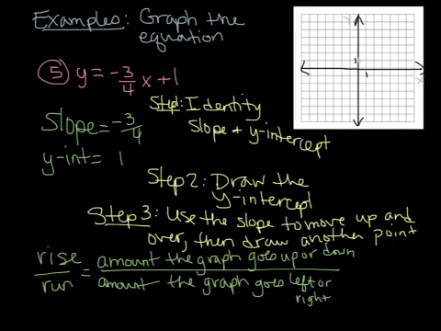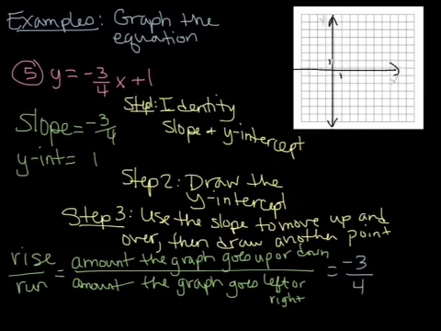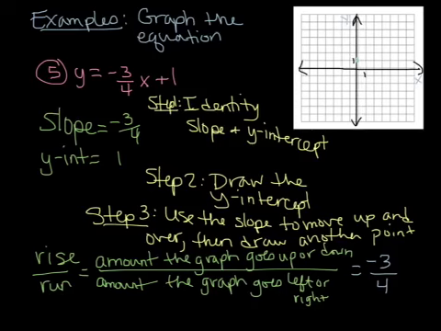So in this case, we know that our slope is negative 3 over 4. You can put that negative wherever you want to. It's up to you on that, which way works the best for you. I am going to put the negative on the top of the fraction. So the top number, the numerator, the amount the graph goes up or down is negative. That means I'm going to go down. The bottom number is 4. Since it's positive, that means I'm going to go right.